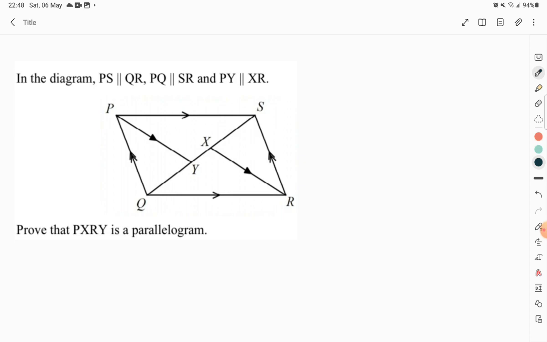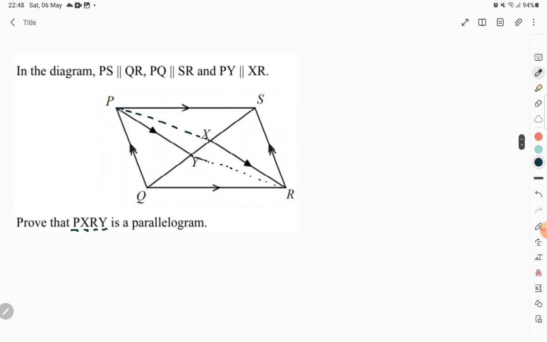in the diagram, PQ is parallel to SR and PS is parallel to QR. So on this information we have 3 pairs of opposite sides that are parallel to each other. So let's prove that PXRY is actually a parallelogram. So this is what we have. We have a nicely constructed diagram here, which is a parallelogram, which makes this side opposite to that one and that one opposite to that one.